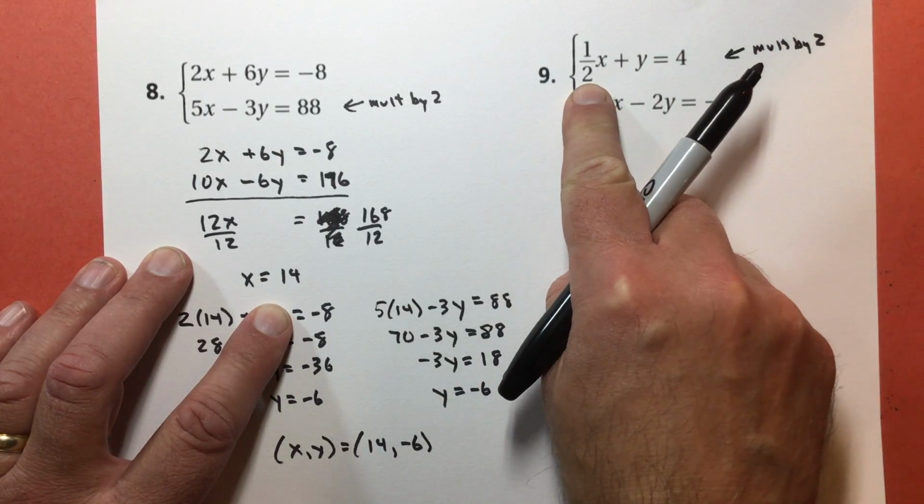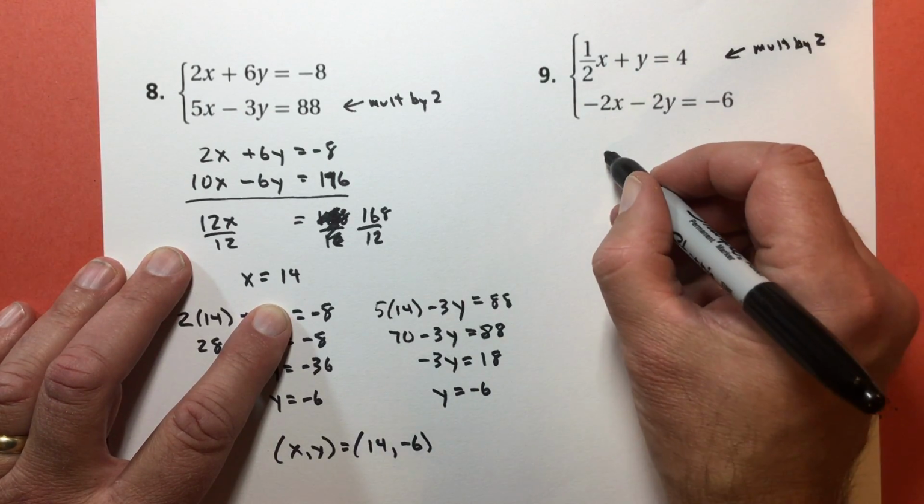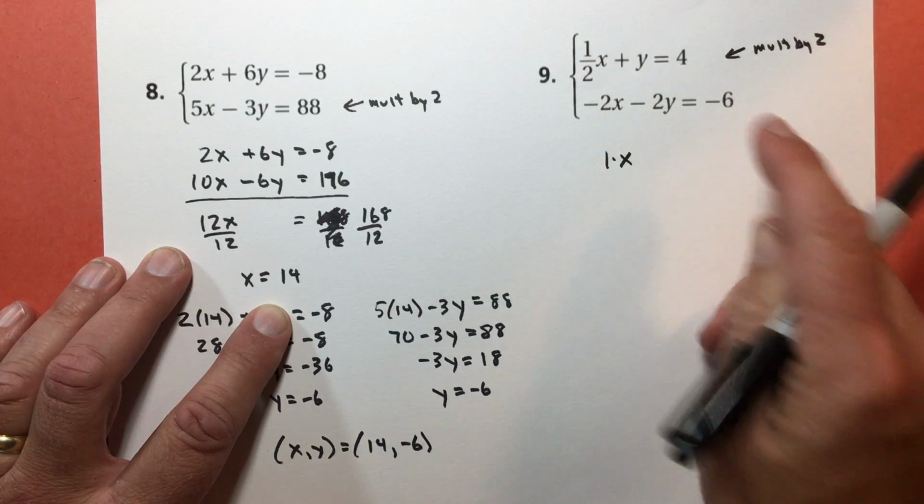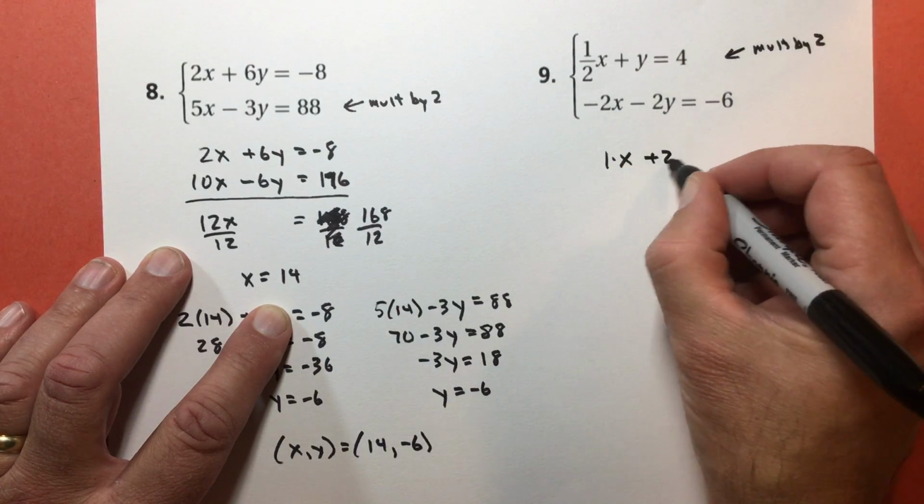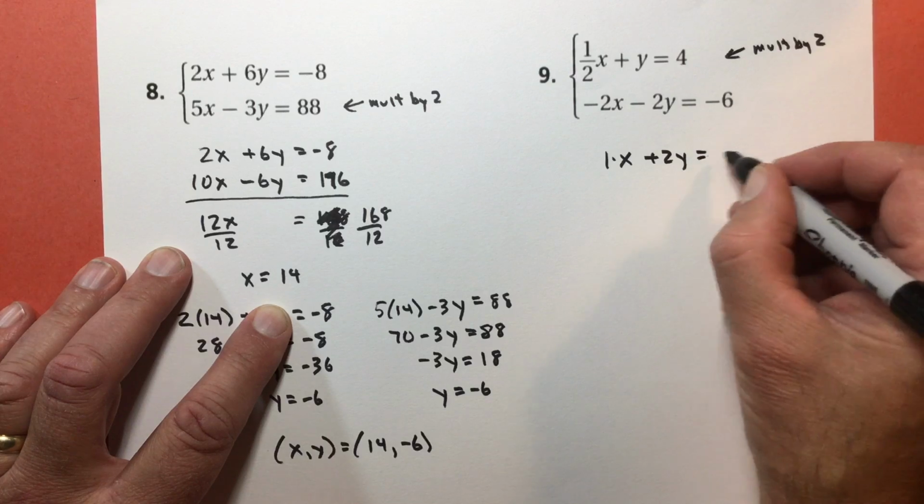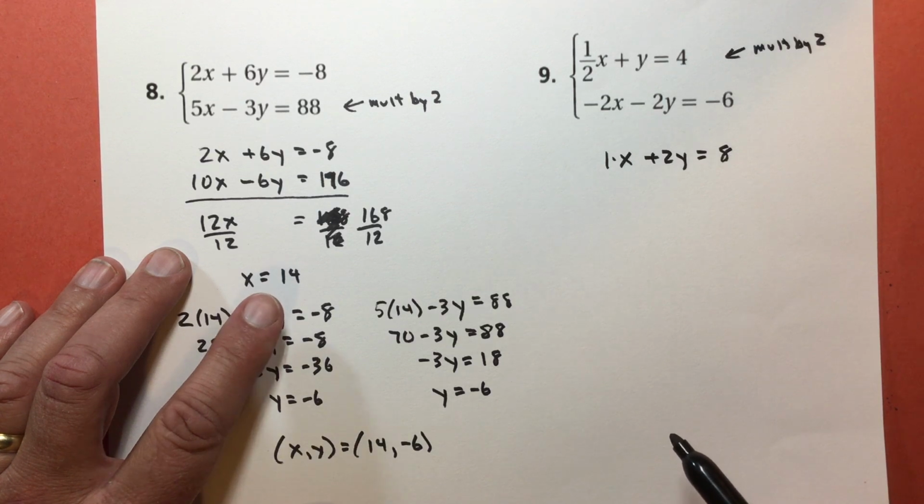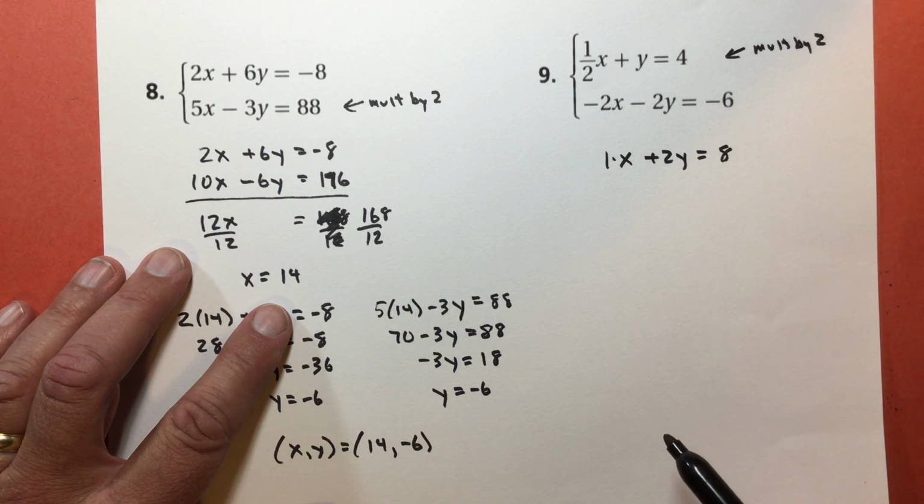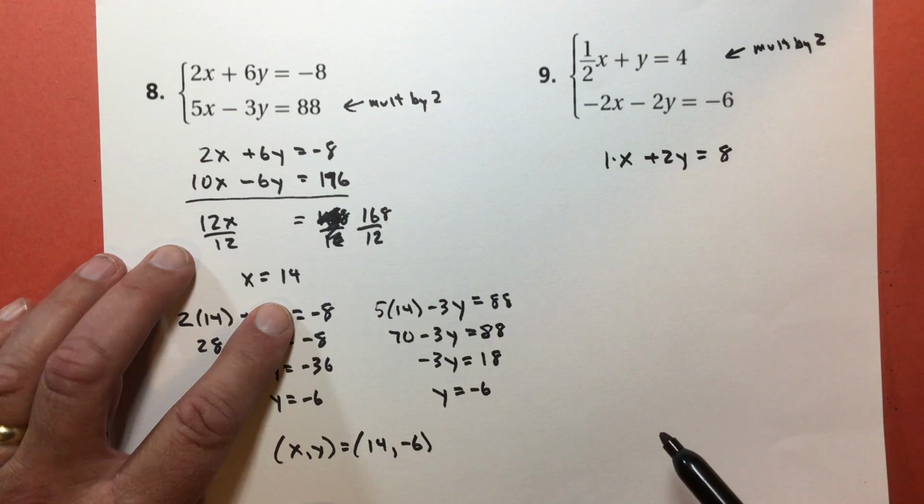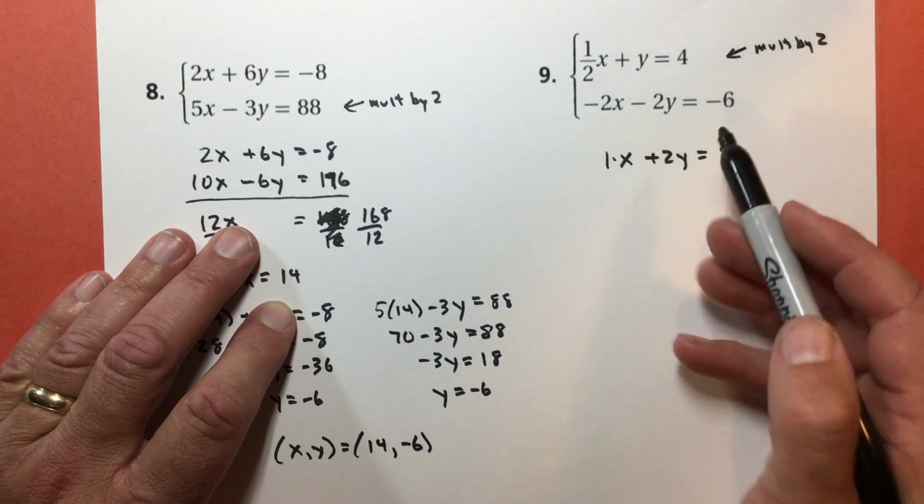2 times 1/2 is just 1, so I get 1x. 2 times y is 2y, and 2 times 4 is 8. And again, like I said, don't put parentheses around the entire equation. You never saw me do that. I even said don't do it. All right? And don't let your teachers do it either. It's bad. The other one I'm going to leave alone.